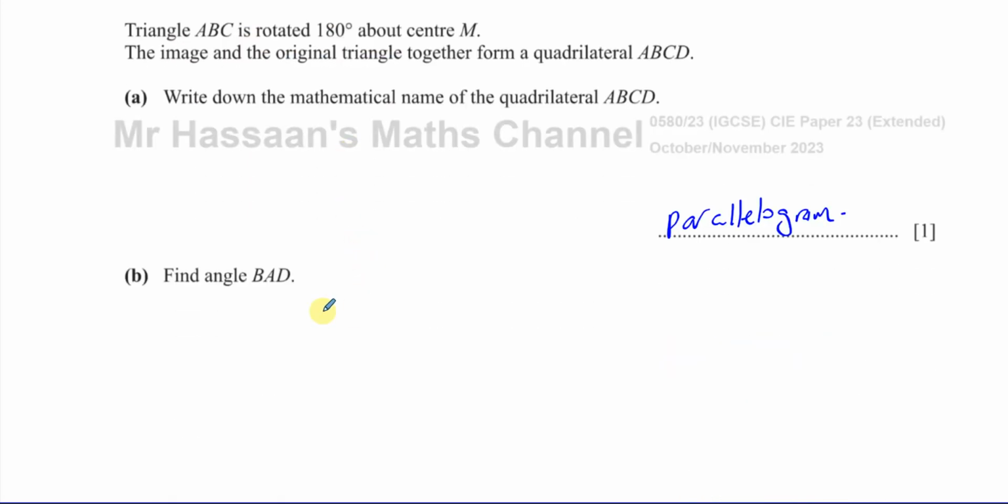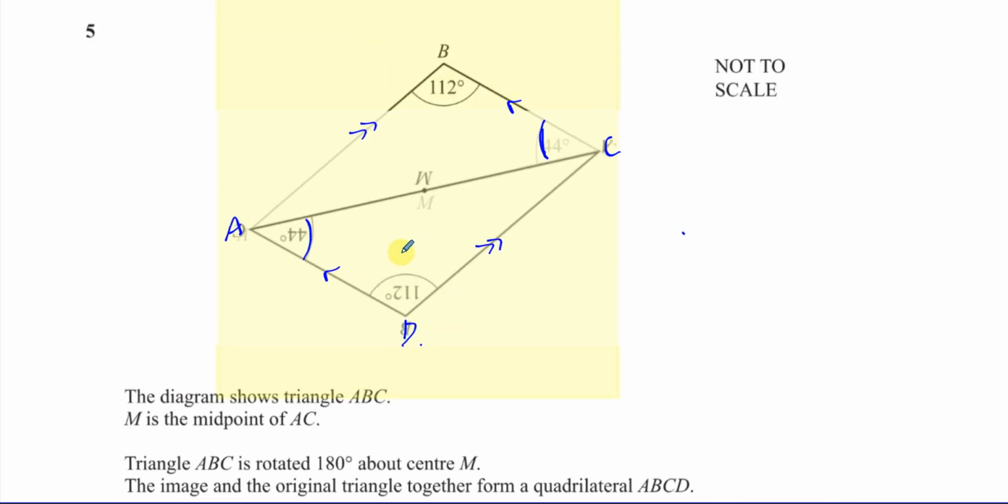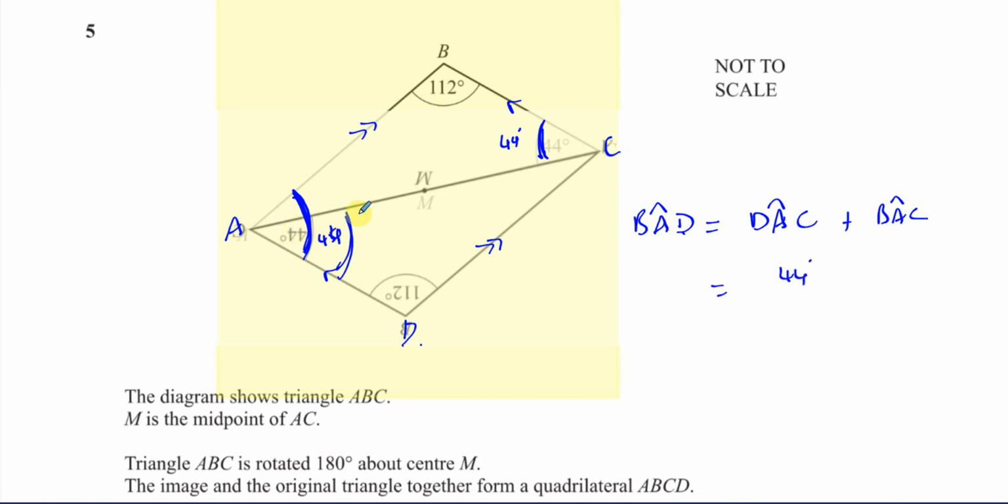Now for part B, it says find angle BAD. This is the angle over here, BAD. Basically what we can see here is this angle is 44. This angle is also 44 because they are alternate angles. So we can say angle BAD, I'll put the working up here. Angle BAD is equal to angle DAC, which is this angle here, 44, plus angle BAC. So DAC we can see is 44, and that's because these are alternate angles.